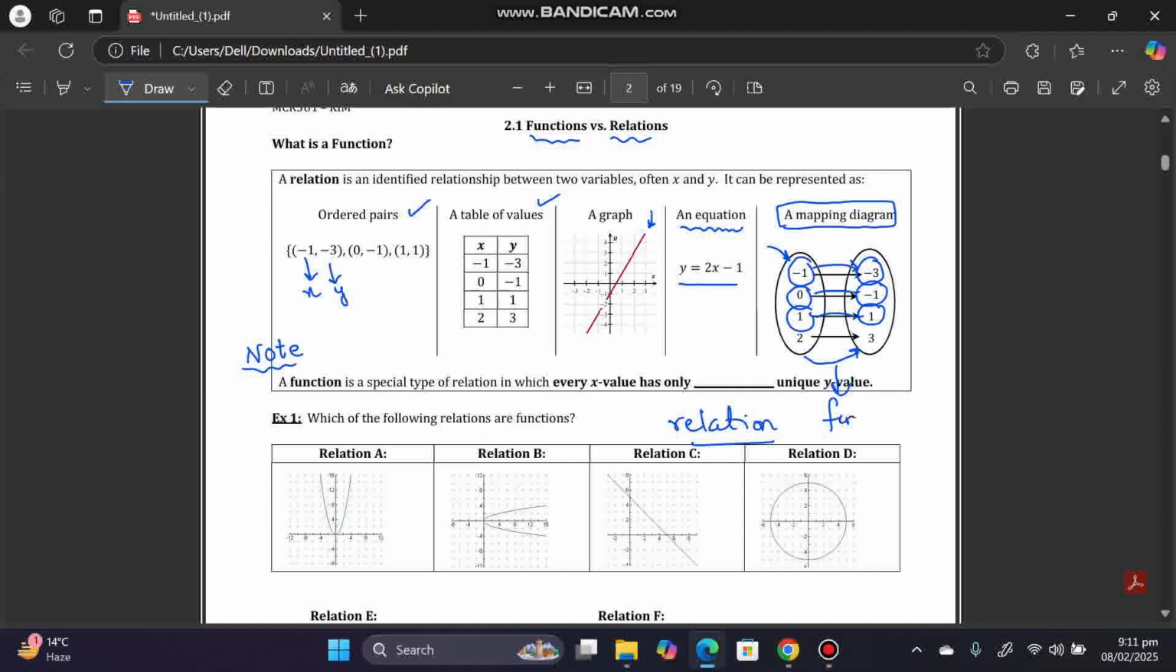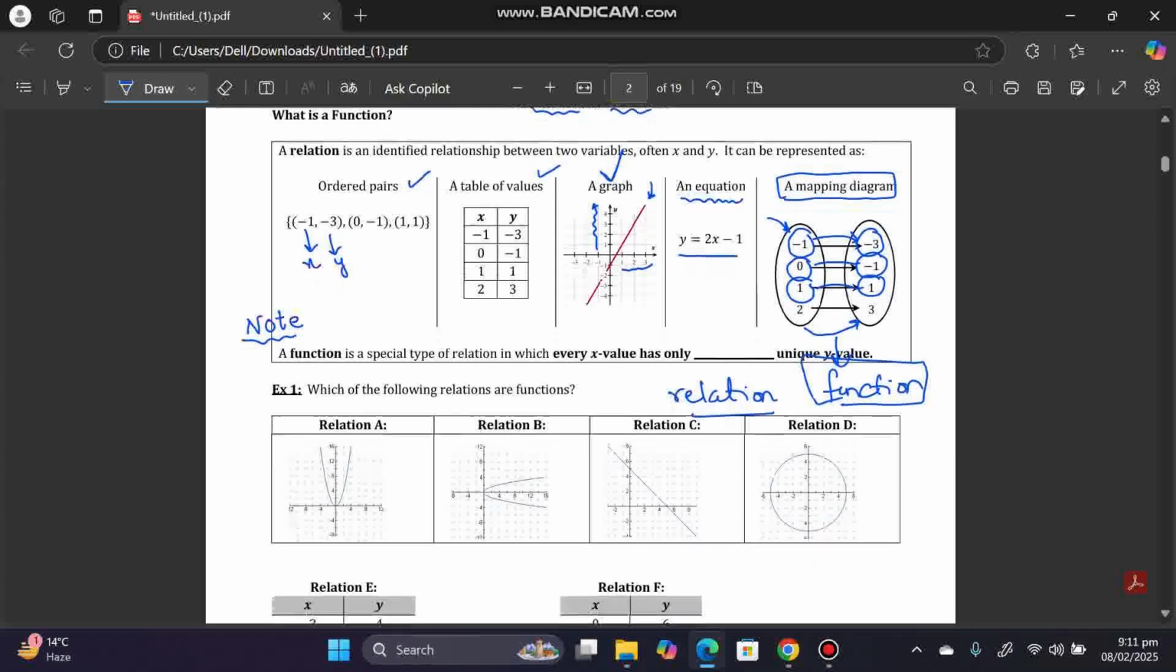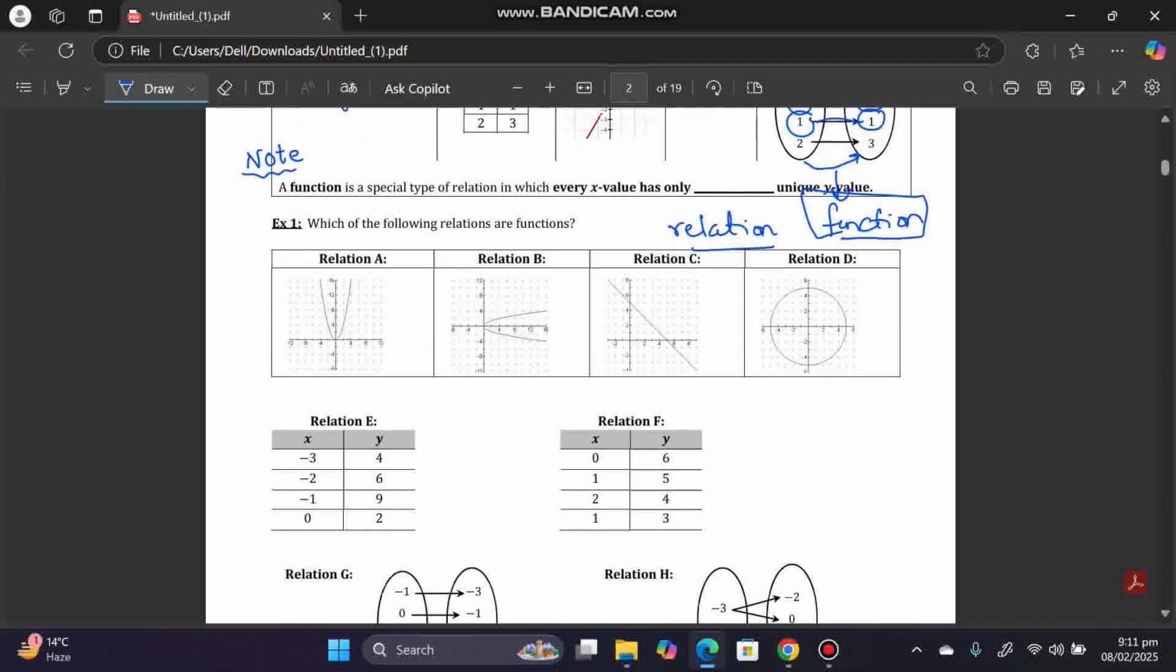We can say this is a function because here we have unique y values, so that's why it is a function. And if you look at this graph, for every x value we have a unique y value, so this graph is also a function. Okay, let's have some examples. For a relation, it doesn't matter if the y value is unique or not, because we know that every function is a relation but every relation is not a function.